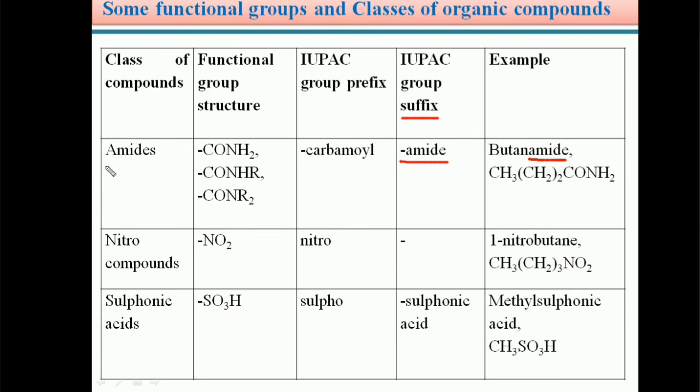If this amide group is a substituent in a given organic compound, meaning low priority, meaning the given organic compound contains another principal functional group with higher priority than amide, in that case this amide as a substituent has the IUPAC group prefix carbamyl.